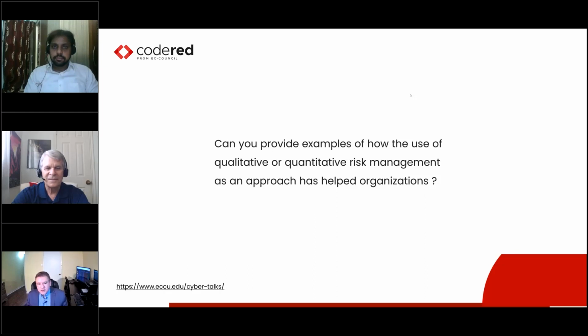So the first question today is, can you provide examples of how the use of qualitative or quantitative risk management as an approach has helped organizations? And the first one's going to Ross to start.